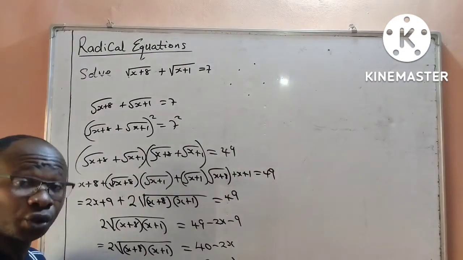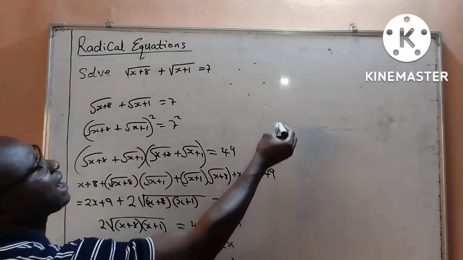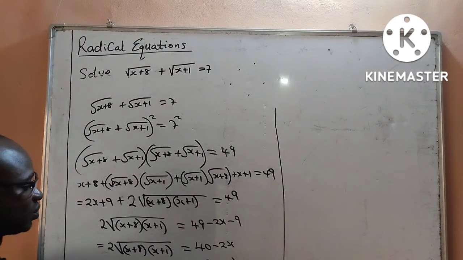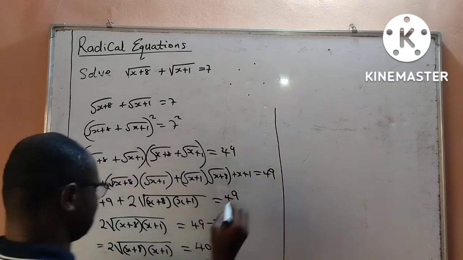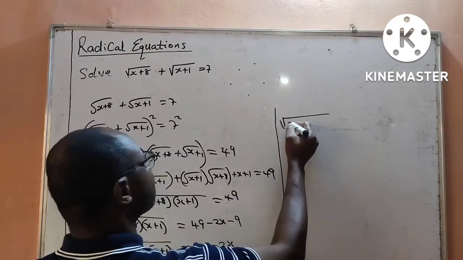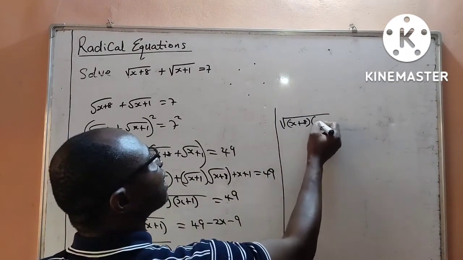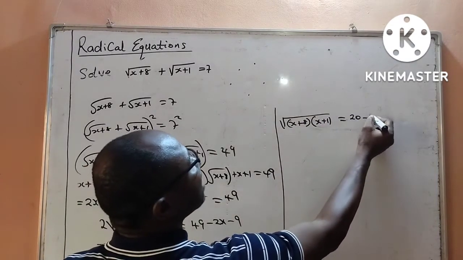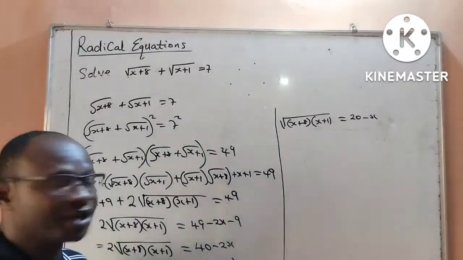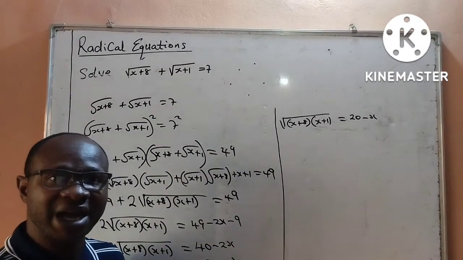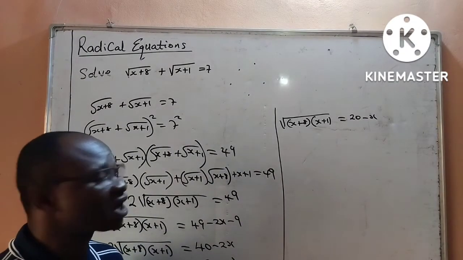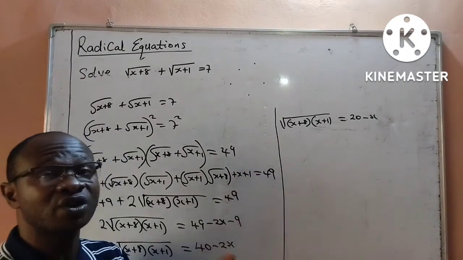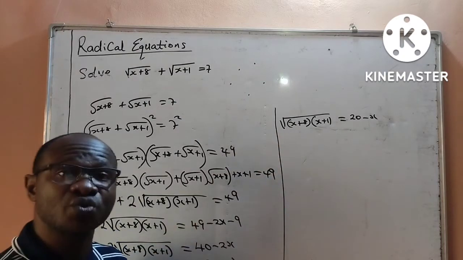That is, I will divide all through by 2. And when I do that, these 2 will cancel with these 2, and that will leave me with the square root of x plus 8, then x plus 1, everything equal to 20 minus x. At this point, I'll take the square root of both sides. The purpose is that I want to remove this square root on the left hand side. And when I take square root of both sides, I'll be able to remove this square root.